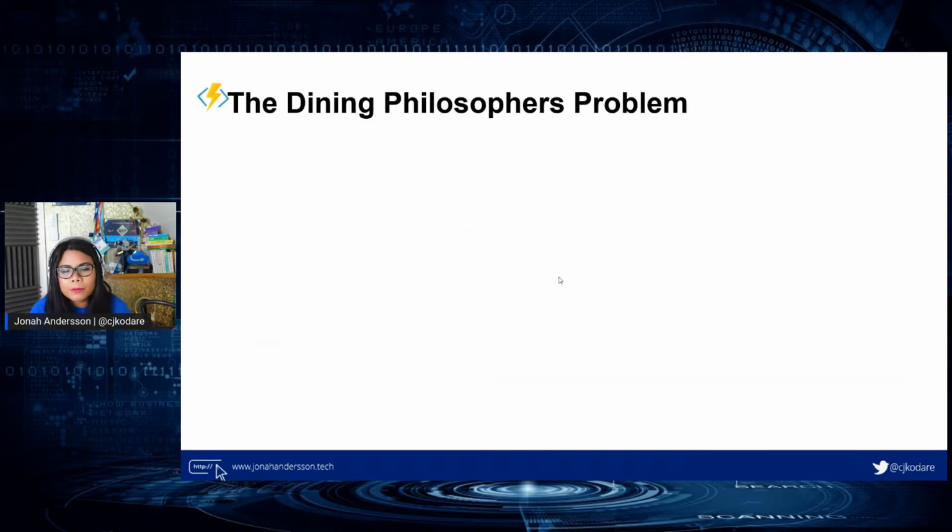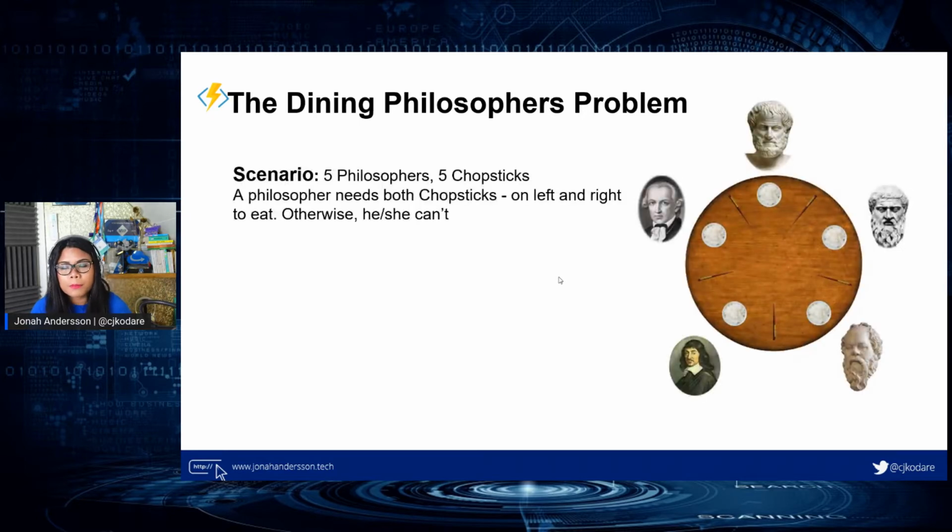So, before I start, I want to share with you about the dining philosophers problem, which I first encountered when I was studying Java development, specifically in understanding how concurrency works. In this problem, there were five philosophers and five chopsticks, and you need two chopsticks in order to eat. But to make the long story short, if each of the philosophers at the table picks the chopsticks from left to right, none of them would be able to eat what they have on the table.